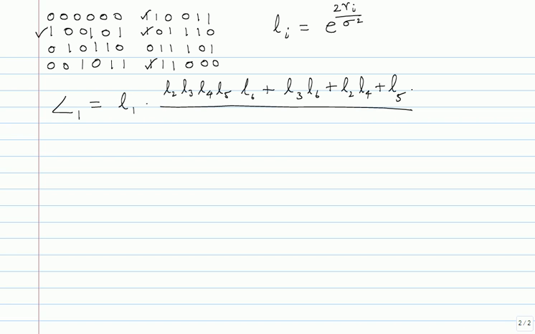In the denominator, what would you have? The first code word will give me L2, L3, L5, plus next would be L3, L4, plus L2, L6, plus L4, L5, L6. So that's my a posteriori likelihood ratio. It's a simple thing to write down at the end of the day. Once you know the split, it's very easy.